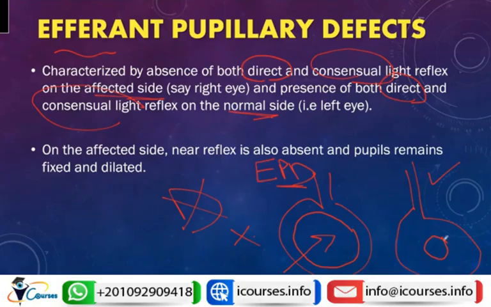But when we stimulate the left eye, which is normal, it will constrict, but the indirect light reflex will be absent in the affected eye. So there is absence of direct and consensual light reflex on the affected side, but when we stimulate the left eye, it will constrict. And when we put the flashlight on the right eye, the same eye will not constrict as there is no direct reflex, but it will cause a normal indirect reflex in the other eye. Is this clear?